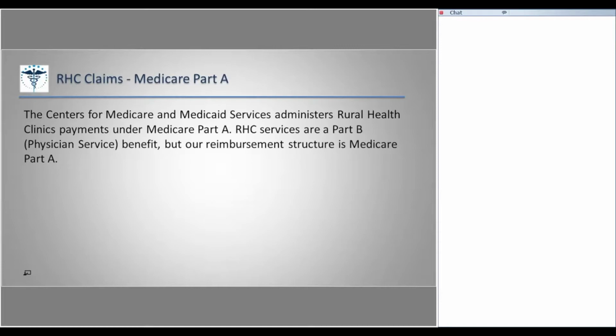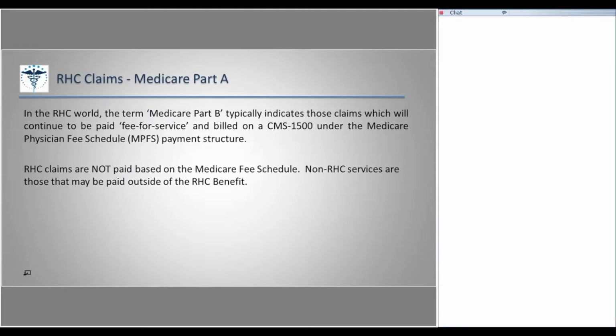So all of our patients' coinsurance and deductible amounts are Part B coinsurance and deductible. If your patient is not Part B eligible, they're self-pay in your rural health clinic. Part B, fee-for-service, CMS 1500. We have many different ways we can say it: physician fee schedule, Medicare physician fee schedule. Anyone paid on a 1500 is on the Medicare physician fee schedule, and that is not us.